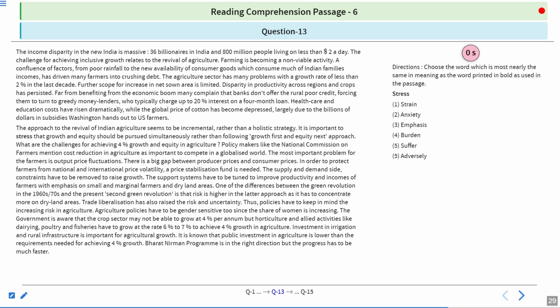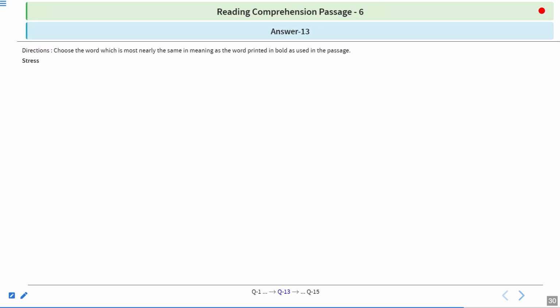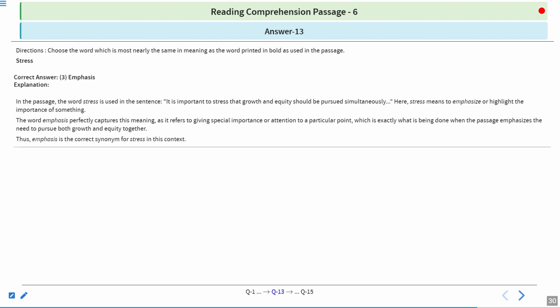I hope you've chosen the right one. Let's move to the correct answer. The correct answer is 3, emphasis. And the explanation is in the passage: the word stress is used in the sentence, it is important to stress that growth and equity should be pursued simultaneously.